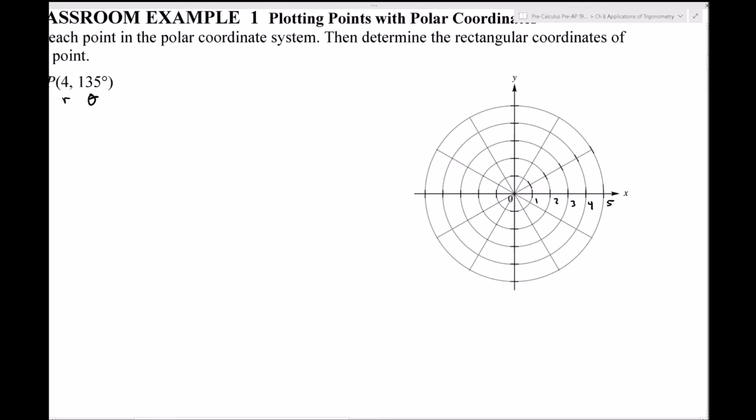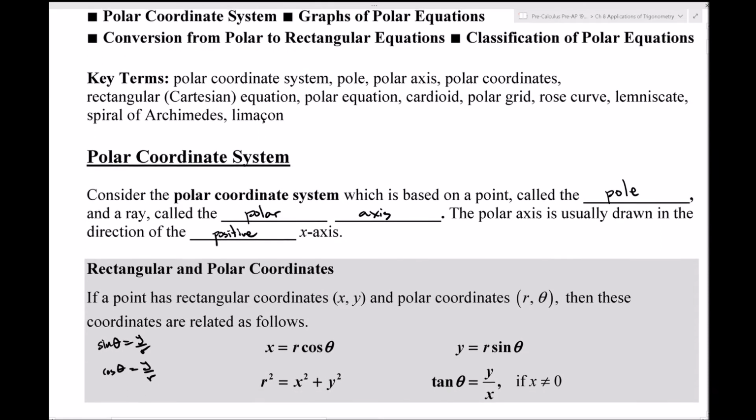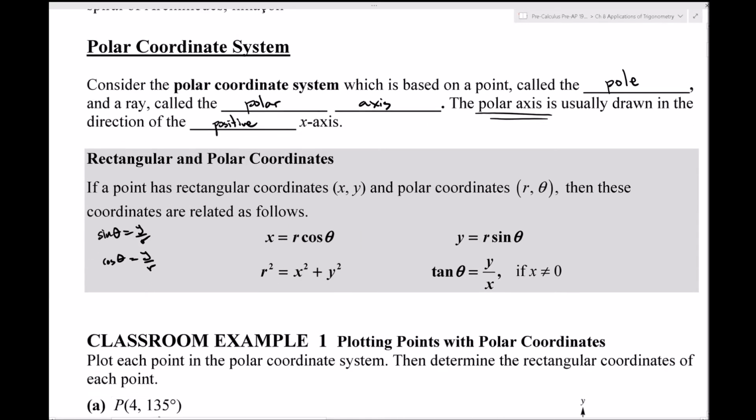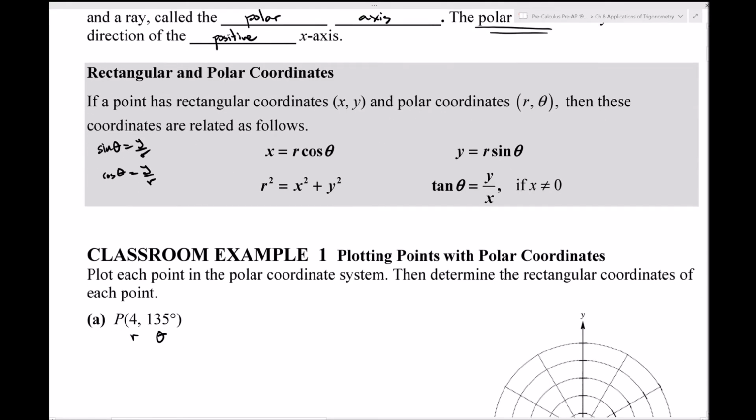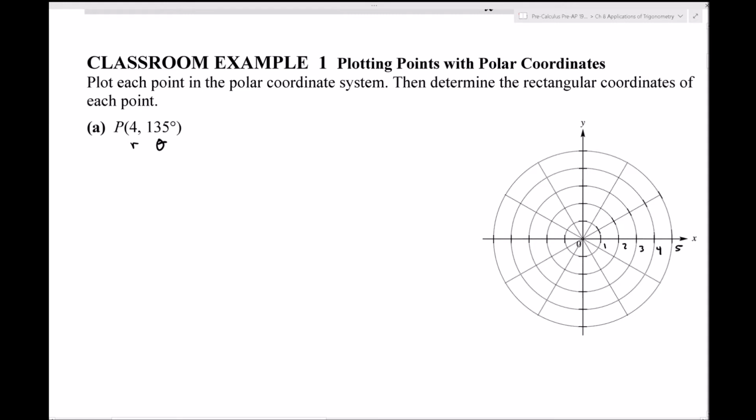So notice how they put x and y coordinates on there? Not supposed to. They're only supposed to put one positive axis for r. But whatever. They just broke their own rule. So their own rule said it's only a polar axis, which is usually drawn in the direction of the positive x-axis. Well, what we're trying to do, though, is translate back and forth between polar and rectangular, so they're fine to do that.